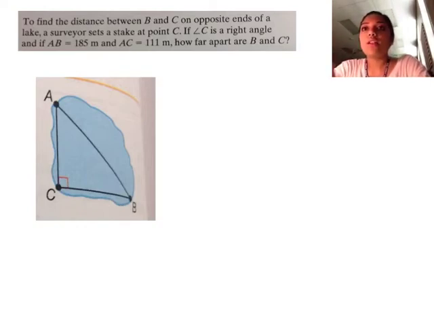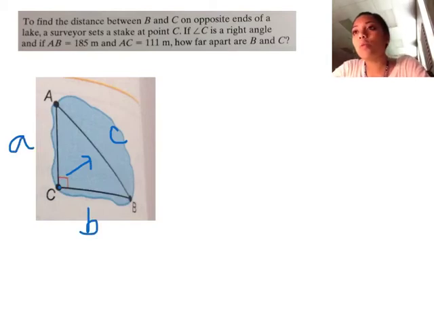So, to find the distance between B and C on opposite ends of a lake, a surveyor sets a stake at point C. So here's point C. If the angle C is a right angle, we know we're doing Pythagorean theorem, I'm going to go ahead and label. If this is the right angle, the one across from the right angle is always C. It's always my hypotenuse. And then I'm just going to fill in, I'll just make this A, this B.